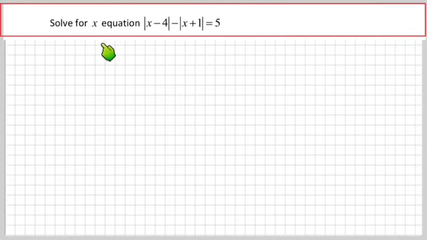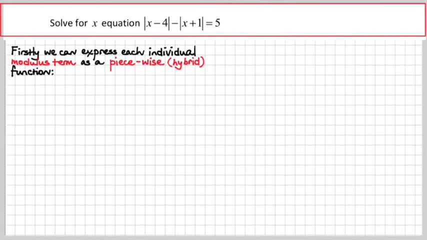So let's have a look at this beast. We've got, solving for x, the equation modulus of x minus 4 minus the modulus of x plus 1 equals 5. And we have to work out what values of x that occurs for. Oh goodness gracious, yes, I know. It doesn't look very easy, but actually it's not so bad. Firstly, we can express each individual modulus term as a piecewise or hybrid function, as I was just saying.